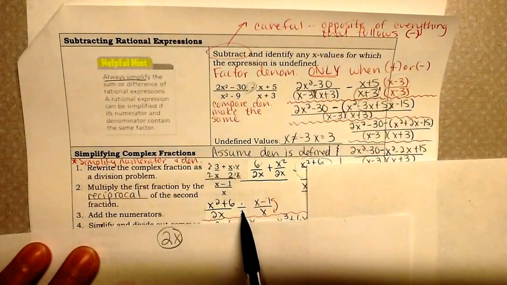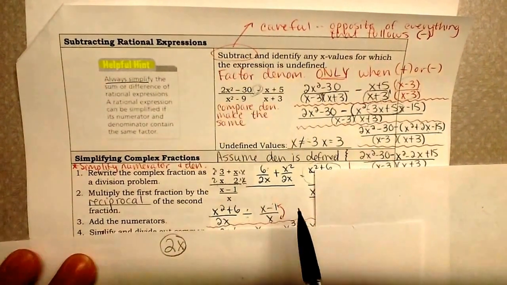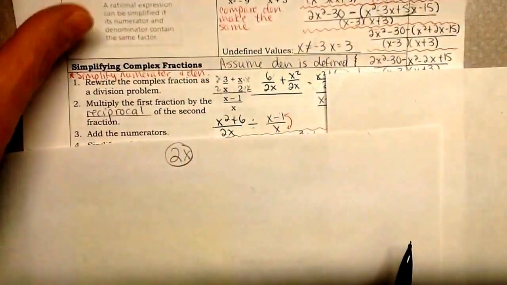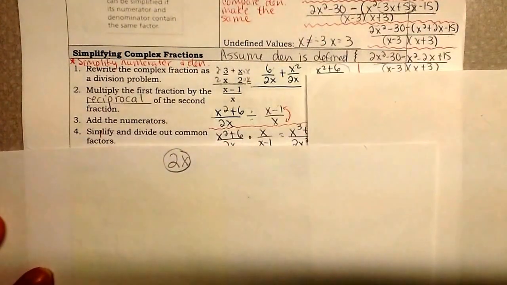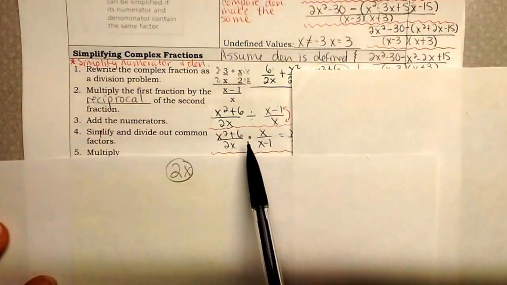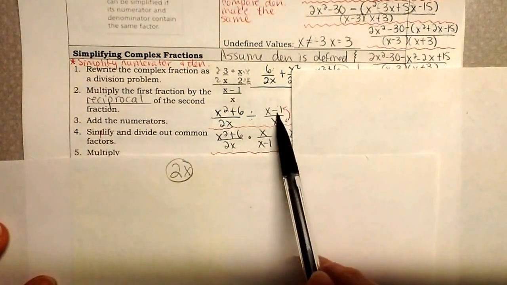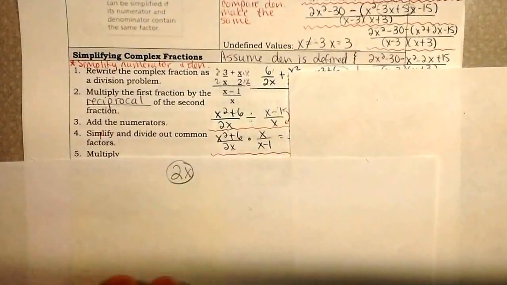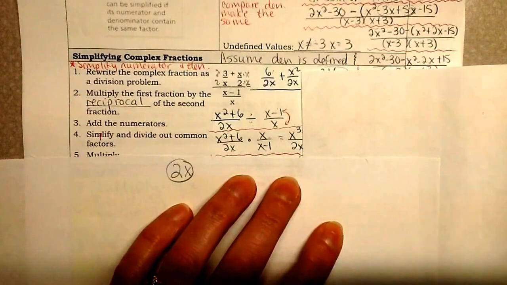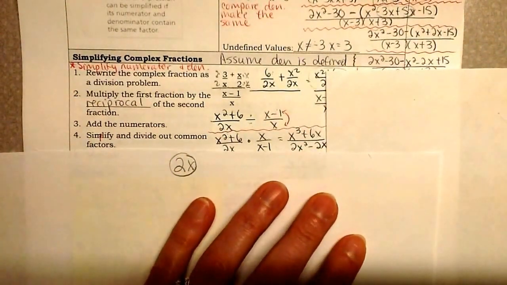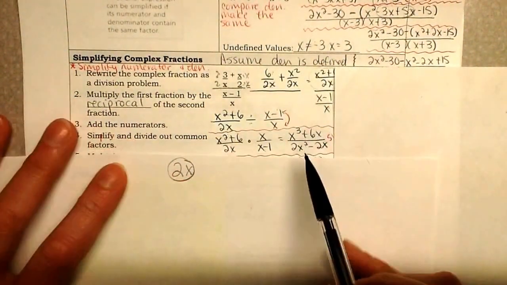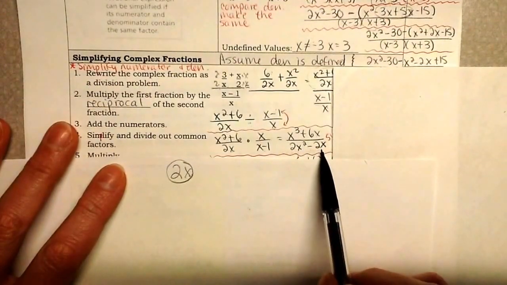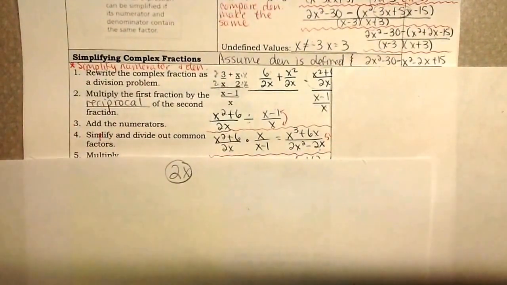From yesterday, we learned that if you are dividing rational expressions, you take the reciprocal of the second one and multiply. So that's what we're going to do here. I took the reciprocal, rewrote the first one, took the reciprocal of the second one, and now I can just multiply straight across. So that's going to give me x cubed plus 6x, and in the denominator, I have 2x squared minus 2x.